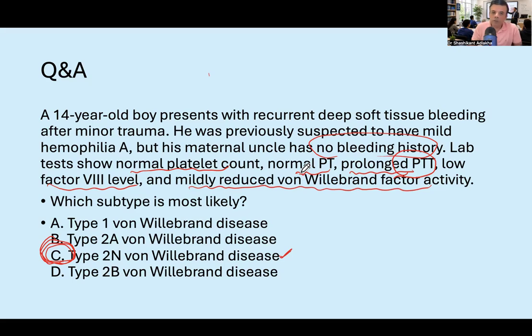a hemophilia-like situation. Bleeding time may not be severely affected, but the most important thing is that the APTT will be markedly prolonged, and soft tissue bleeding is the clinching evidence. This is a characteristic feature of hemophilia, not of von Willebrand disease. So a more classical feature of hemophilia will be seen in type 2N, and this is an autosomal recessive mode of inheritance or transmission.